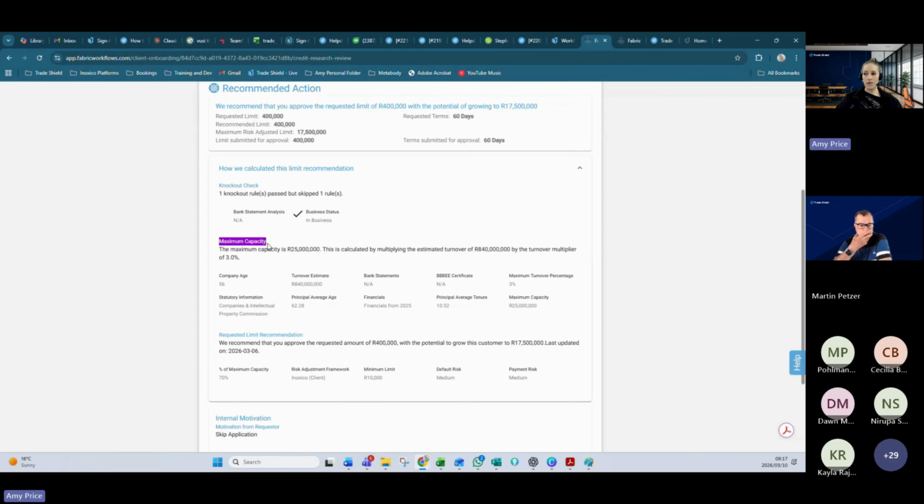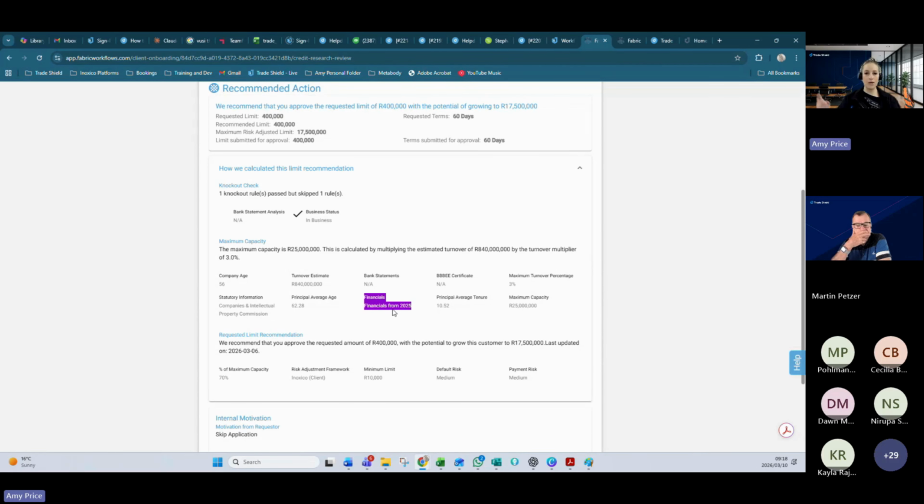The next is what we just spoke about now, that maximum capacity. And here you can see how we calculated it and a certain amount of other things that are involved, such as what is their turnover? Have we got financials on hand? Have we got bank statements on hand?